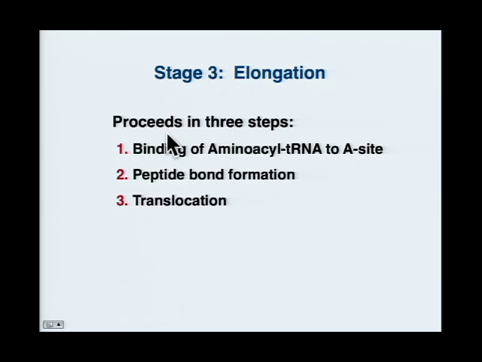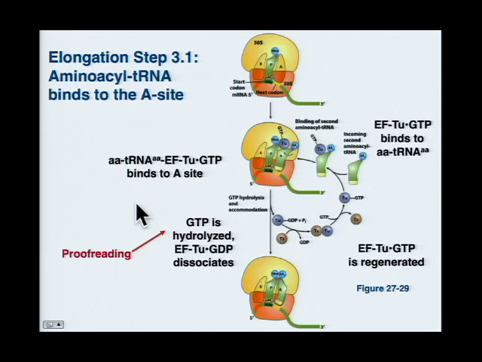Okay, elongation is pretty much the same in prokaryotes and eukaryotes, so we're only going to look at prokaryotic. This stage occurs through three steps. The binding of the correct amino acid tRNA to the A site, synthesis of the peptide bond catalyzed by ribosomal non-coding RNA, and translocation of the message by three nucleotides.